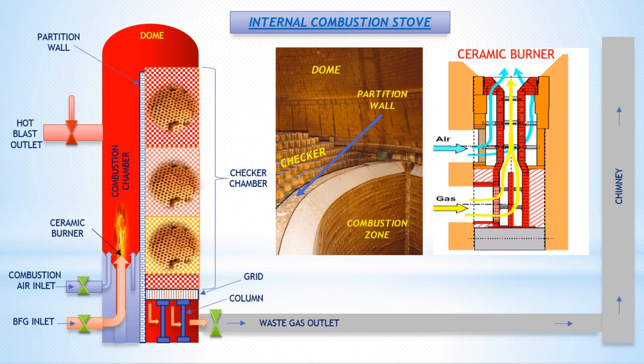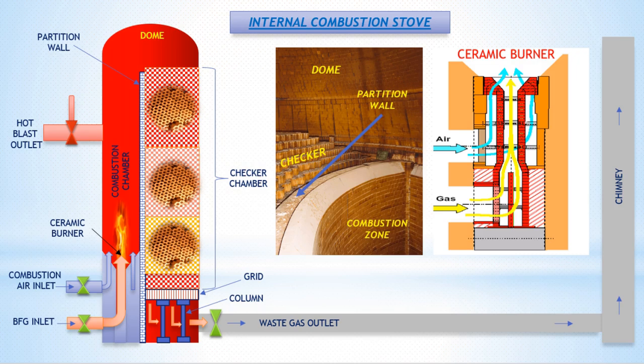Ceramic burner. The ceramic burner injects fuel, BF gas or coke oven gas, into the combustion chamber. The burner mixes fuel with combustion air, creating a homogeneous mixture for efficient combustion. The burner is made from high-temperature ceramic materials, silicon carbide, alumina, for durability and resistance to thermal shock.